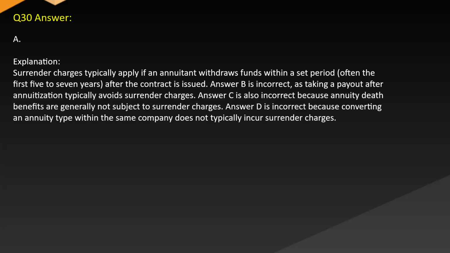Answer A. Explanation. Surrender charges typically apply if an annuitant withdraws funds within a set period, often the first 5 to 7 years after the contract is issued. Answer B is incorrect, as taking a payout after annuitization typically avoids surrender charges. Answer C is also incorrect, because annuity death benefits are generally not subject to surrender charges. Answer D is incorrect, because converting an annuity type within the same company does not typically incur surrender charges.